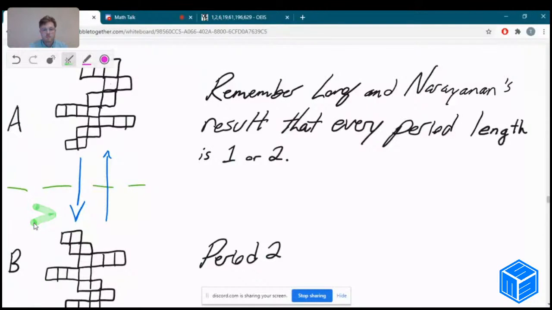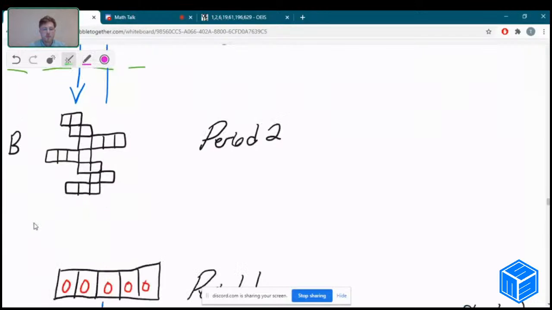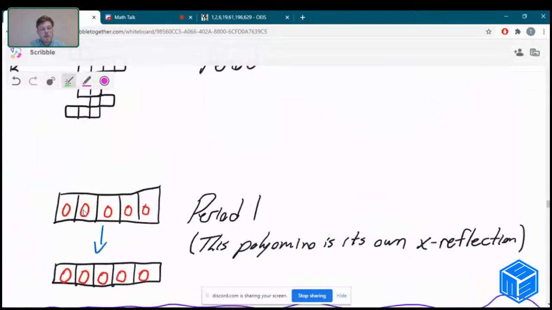An example of period 1 is something like this, where everything starts with 0. Well, if they all fire, the x flip of this flat rod is just itself. This is an example of period 1. Not every x flip gives you a different shape. Some of them are their own mirror image.